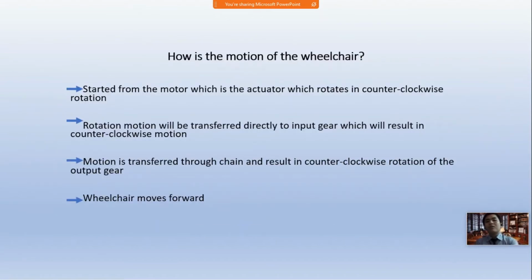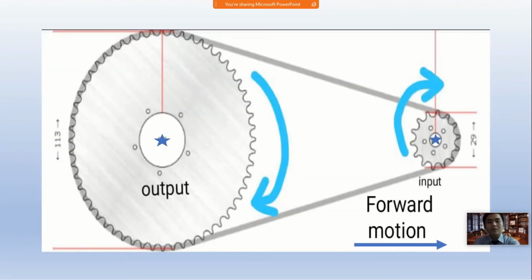How is the motion of the wheelchair? First of all, the input gear is attached to the motor directly, so we assume from here the efficiency of the motor to the input gear is 100%. So, started from the motor, which rotates in counterclockwise rotation, the rotation motion will be transferred to the chain, and the chain will directly transfer the energy or the rotation to the output gear, and as a result, the wheelchair will move forward. So basically this is the diagram for the mechanism. The input gear rotates anti-clockwise, and so does the output gear because of the chain.